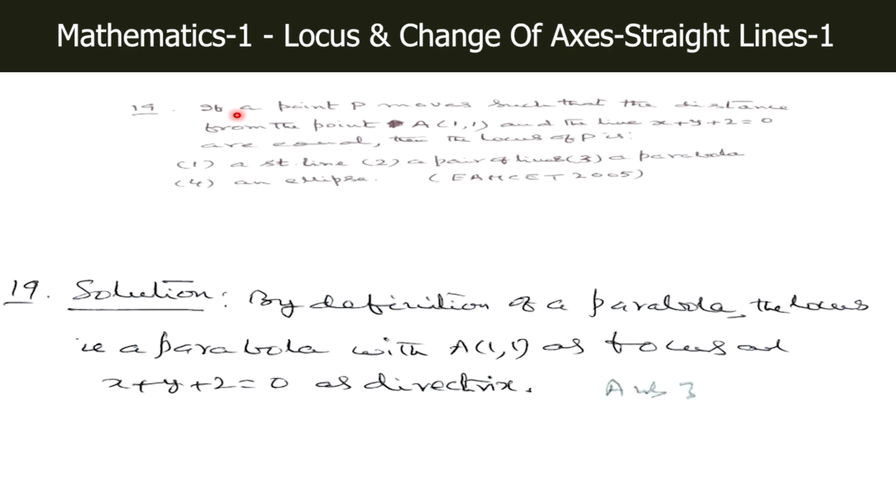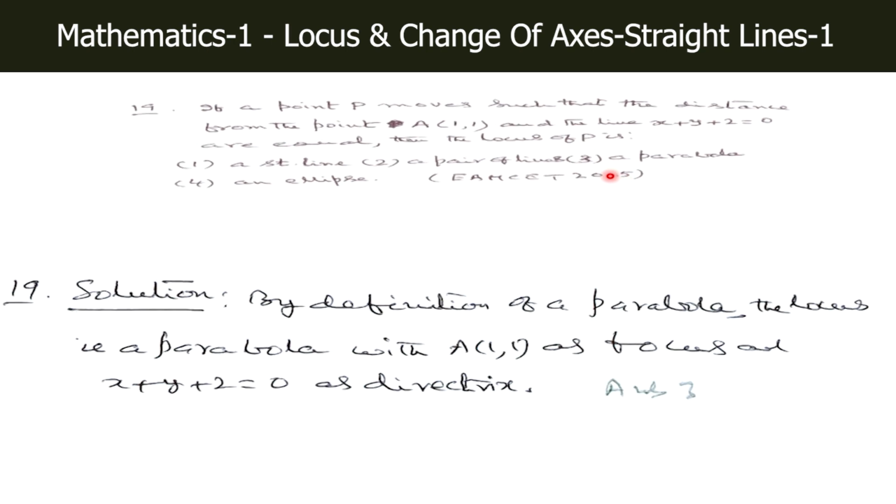Question 19. If a point P moves such that the distances from the point A (1, 1) and the line x + y + 2 = 0 are equal, then the locus of P is: 1) a straight line, 2) a pair of lines, 3) a parabola, 4) an ellipse. This is EAPCET 2005.